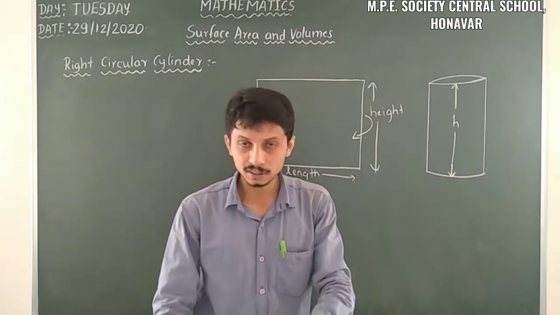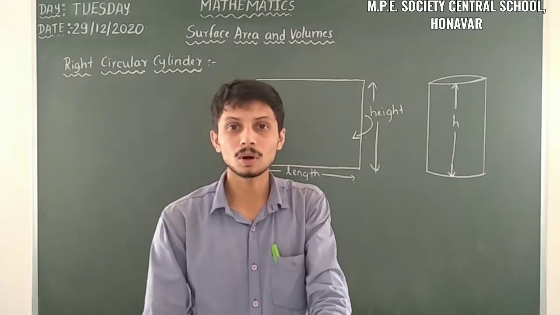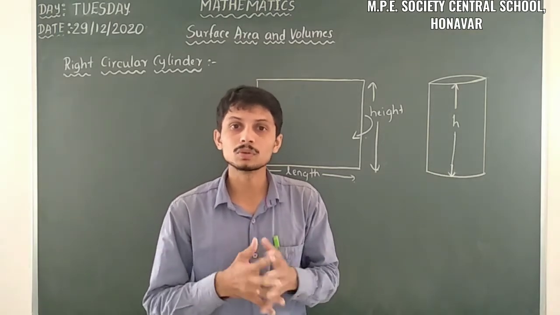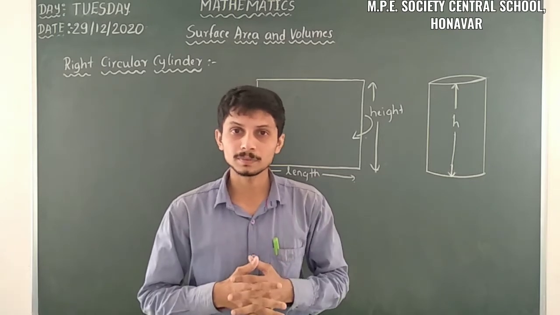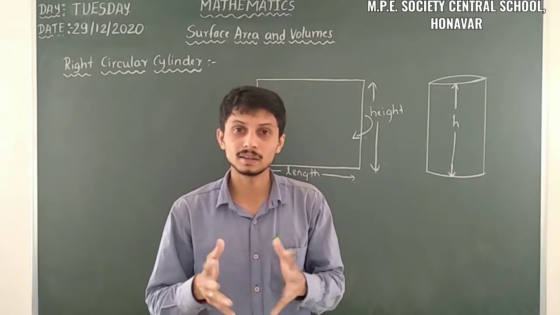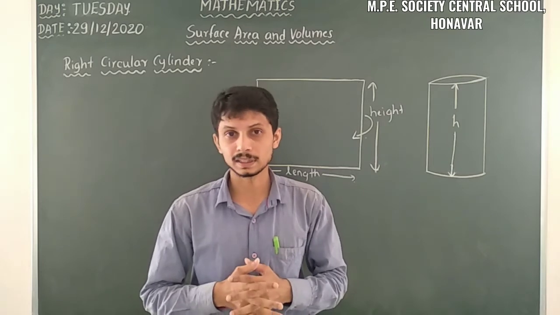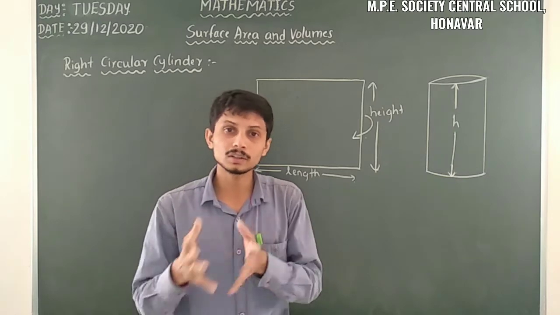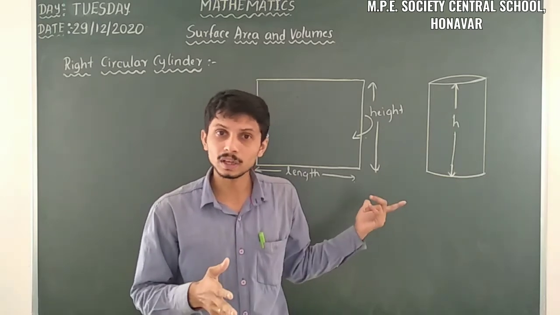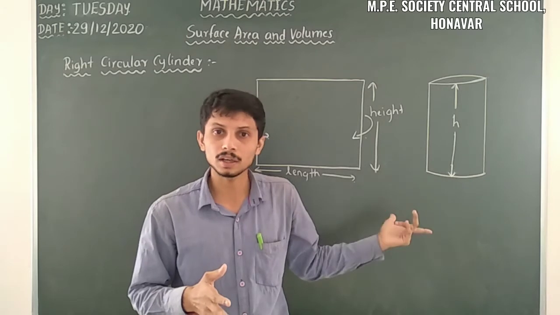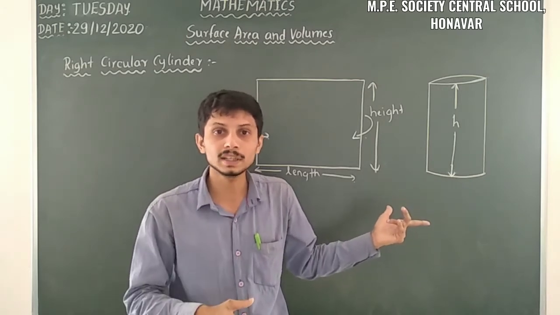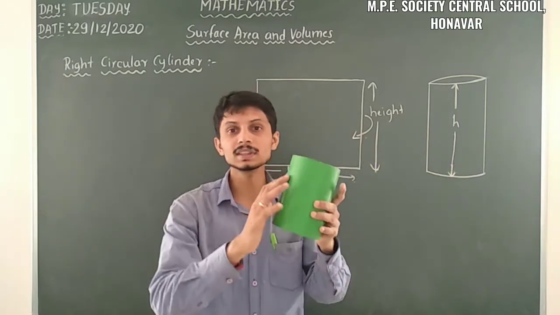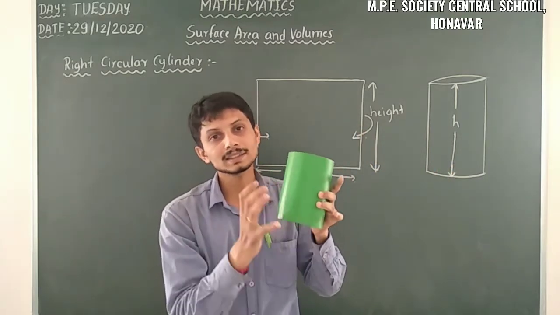So we have to know how to find the formula for the curved surface area of the right circular cylinder, and the total surface area. Total surface area is also related to the cuboid and cube. But here we are not calling it lateral surface area. We can call it lateral surface area, but most commonly we call it the curved surface area. It is a curved part, that's why we call it a curved surface area.